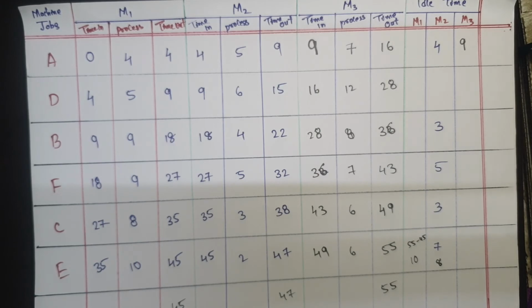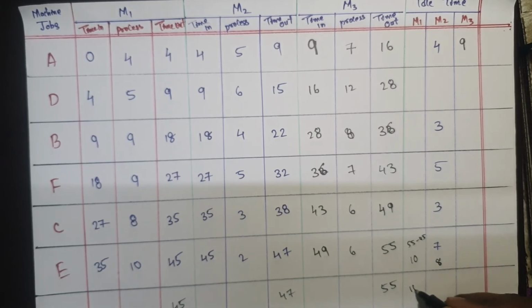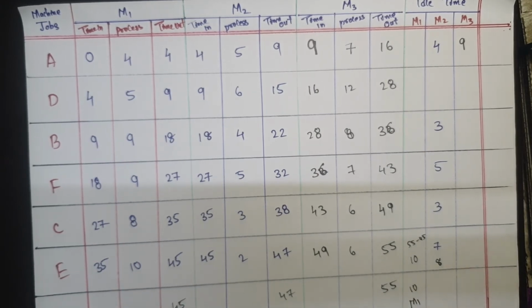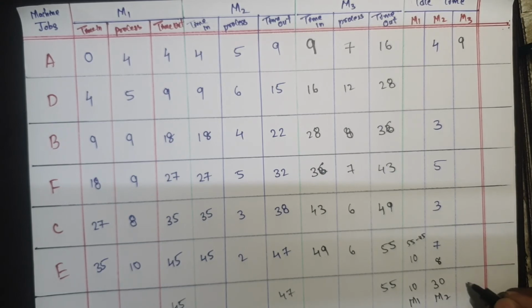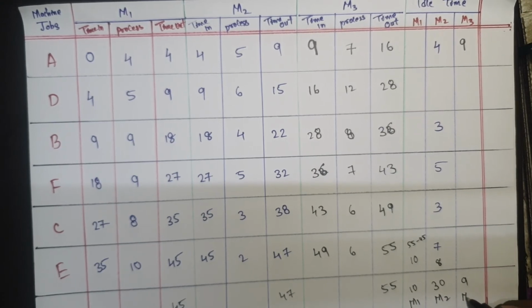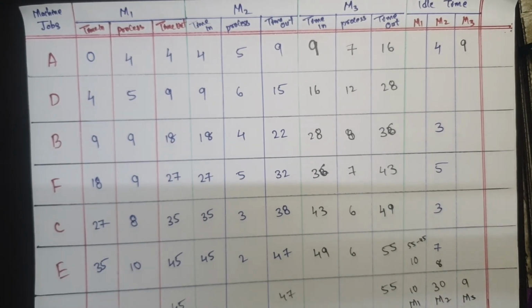So, what you have to do is add this time. Idle time for machine 1, how much? 10. Idle time for machine 2, how much do you get if you add this one? Now, idle time for machine 3, how much are you getting? M3 is equal to 9. M1, M2, M3: 10 is there, 30 is there, and 9 is there, and then the total elapsed time.